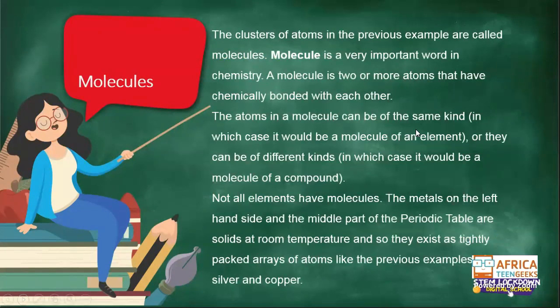So I'm going to move on to molecules and explain what molecules are in greater detail. Now, the clusters of atoms in the previous example are called molecules. Molecules is a very important word in chemistry because a molecule has 2 or more atoms that have chemically bonded with each other. The atoms in a molecule can be of the same kind, in which case it would be a molecule of an element, or they can be different kinds.